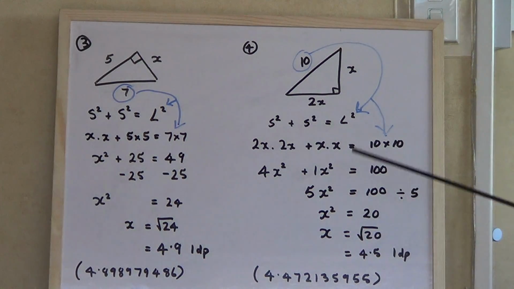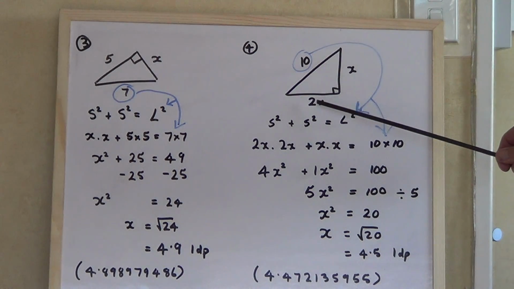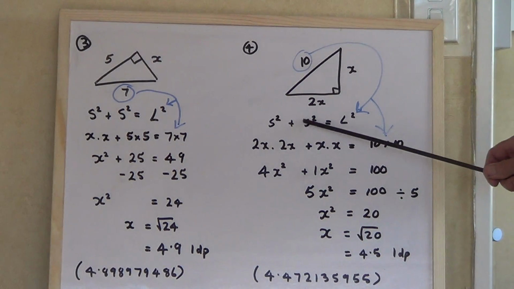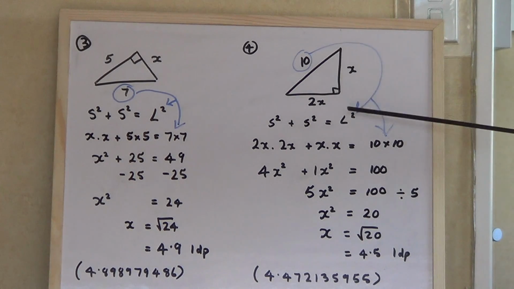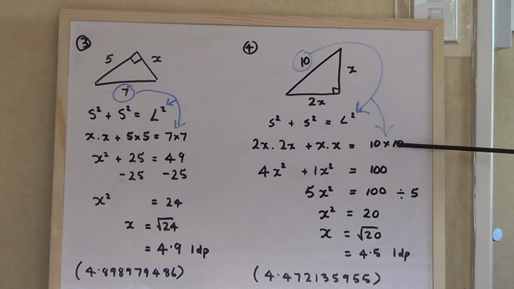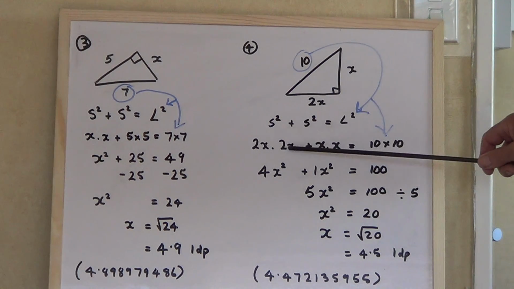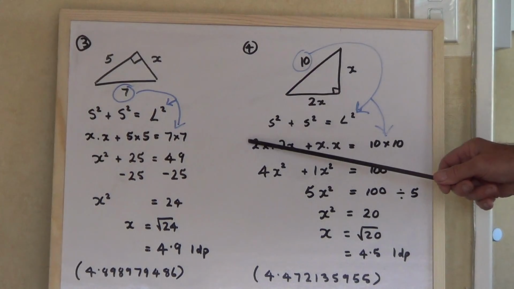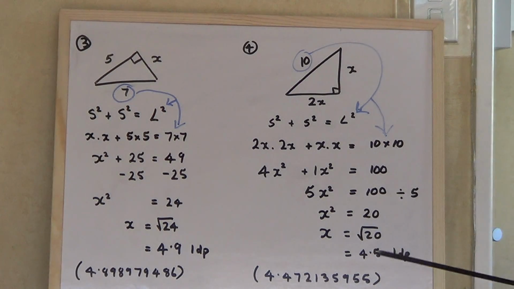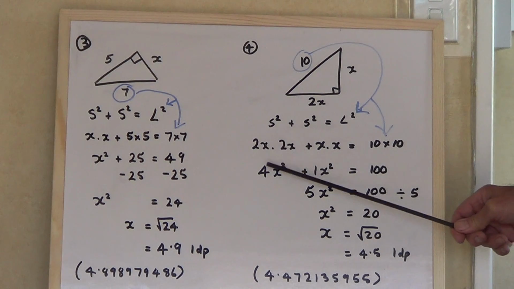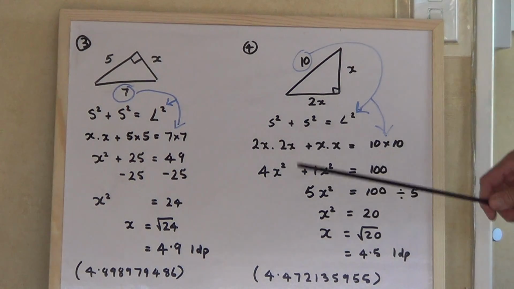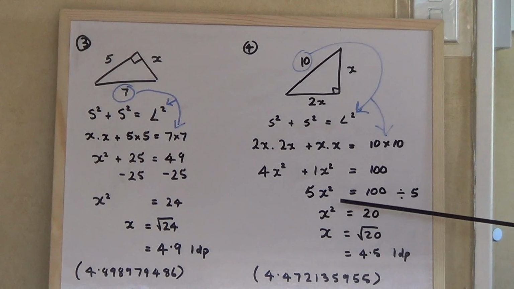Over here, we've got 2x, x there, and 10 is the long side, and we've got short squared plus short squared equals long squared. 10 goes there, that's 10 times 10, that's 2x times 2x, and that's x times x. Now, all you do is you multiply the numbers to get the first. 2 times 2 is 4, and then x times x is x squared. And then you have 4 lots of x squared and 1 lot of x squared, which will give you 5 lots of x squared. Right?